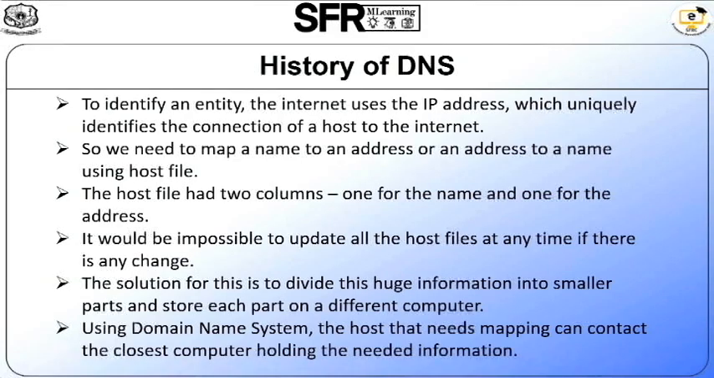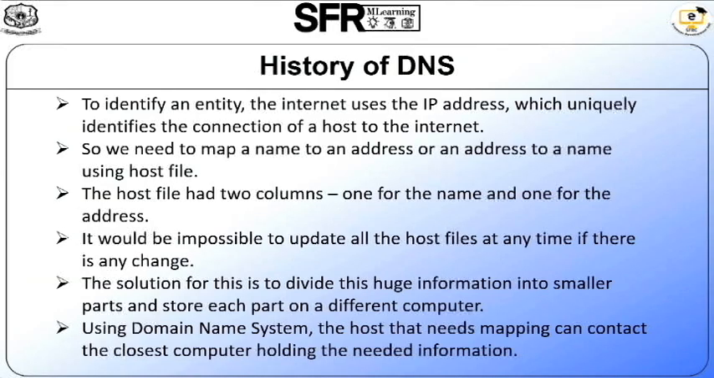First, we identify an entity. The internet uses the IP addresses which always uniquely identify the connections of the host to the internet. So, we need to map a name to an IP address or an IP address to a name, which was done by host files. The host files only had two columns, one for the name and one for the address. If any change happens, it is impossible to update all the host files at any time.